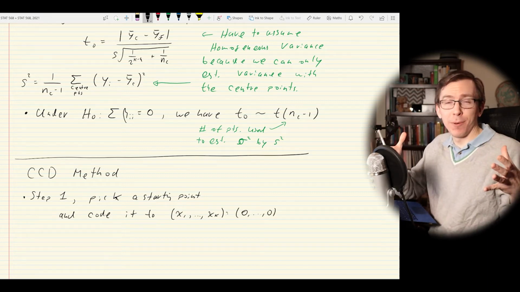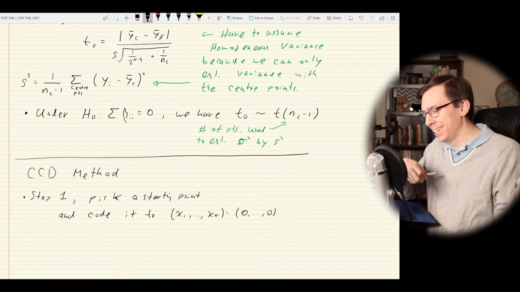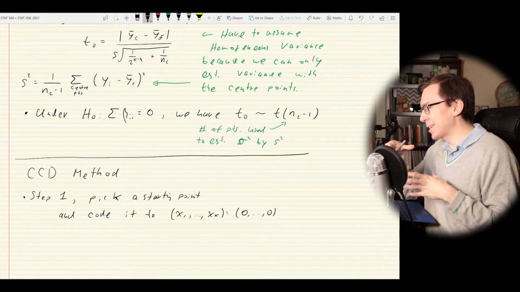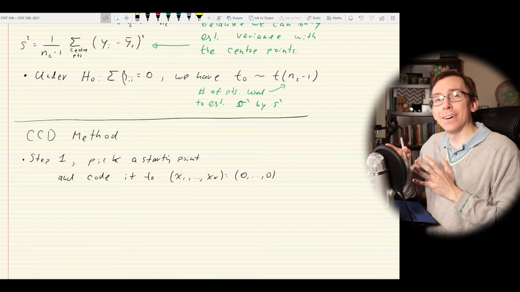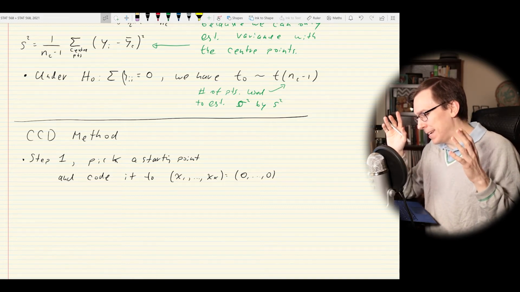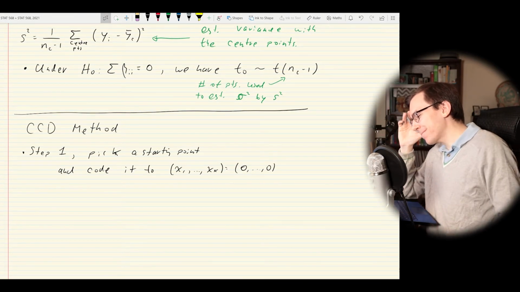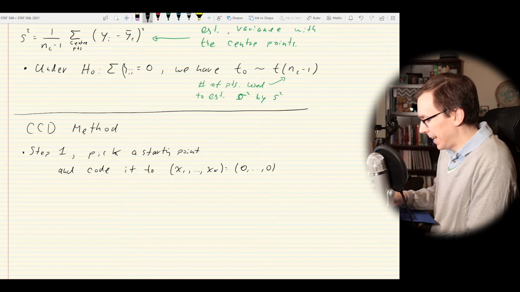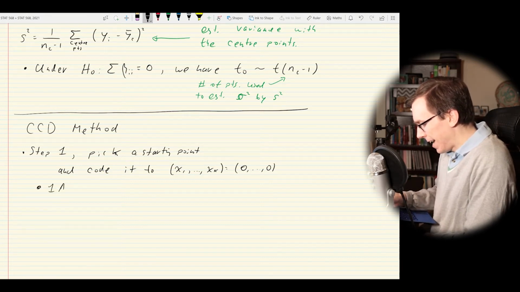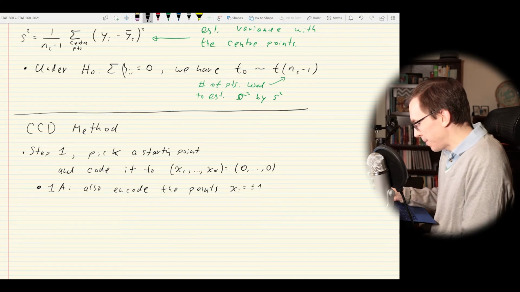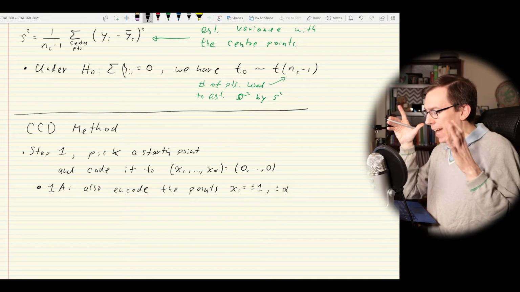So what we'd have to do is pick a starting point. Again, maybe it's like a common pressure, temperature, humidity, whatever setting for our design, whatever the inputs correspond to, right? That's what we're going to start with. We're going to just pick a reasonable value. It's like your oven, set it to 350 degrees Fahrenheit, say, and maybe pick a pressure for whatever. And then we encode that to be the origin, to be 0. And then we would also have to encode, I guess maybe we'll say 1A, the points xi equal to plus or minus 1 and plus or minus alpha. So that way we have a sense of what we're doing.